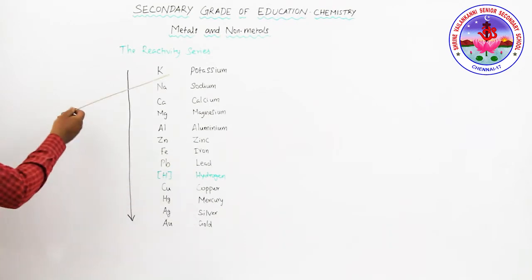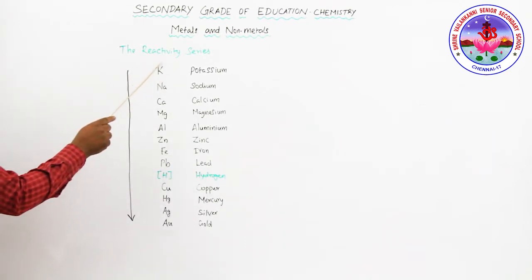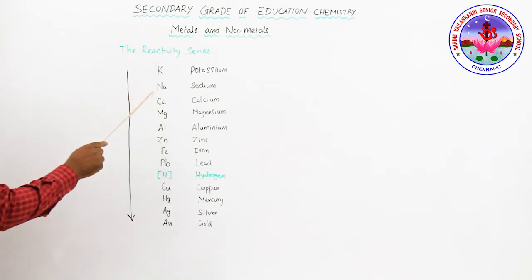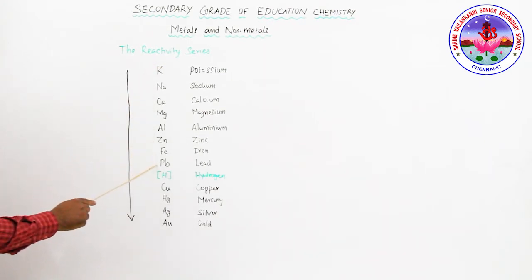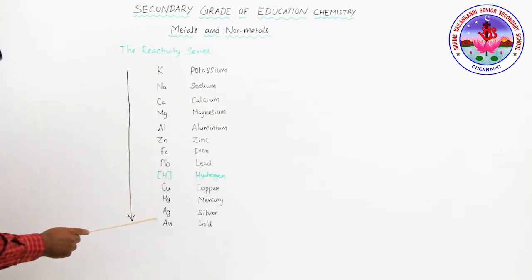Above hydrogen are the highly reactive metals. The reactivity slowly decreases up to lead, and then after that, hydrogen. Below hydrogen, these are the very least reactive elements. Even gold and platinum do not react with oxygen. So these are the reactivity series of the metals.